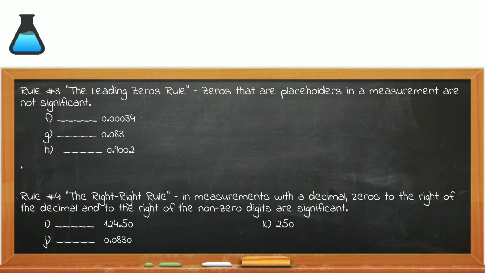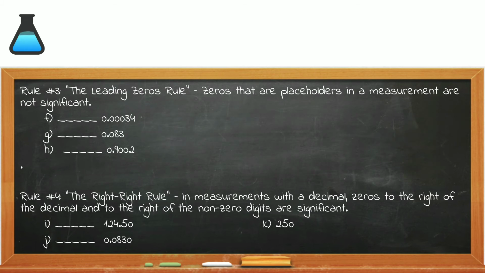So in this very small number here, we can see that none of the leading zeros are significant, but the 3 and the 4 are. So this value has 2 significant digits. Now, again, we have another small number in example G, and those leading zeros are not significant. So this has 2 significant digits.